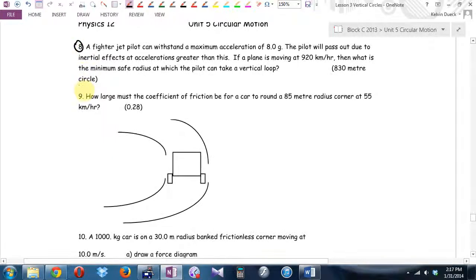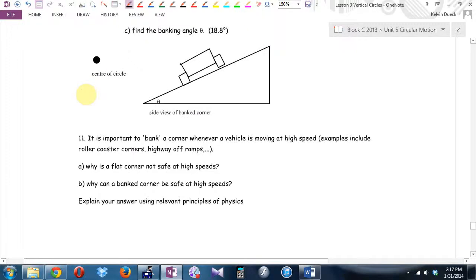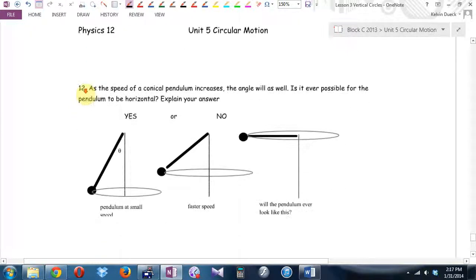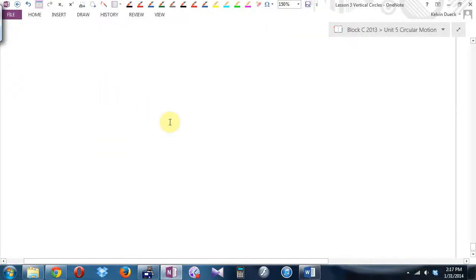A 9 I like. Please notice both in number 8 and number 9, the speeds are in kilometers per hour. You have to do a conversion. So I skipped 10 and 11. 12. You got lots of time.